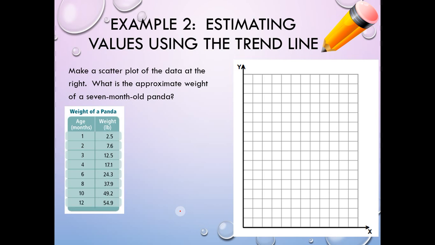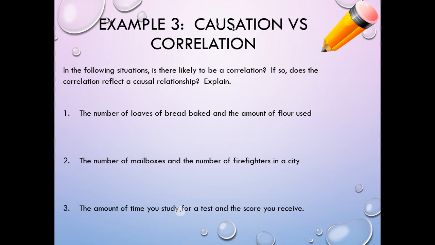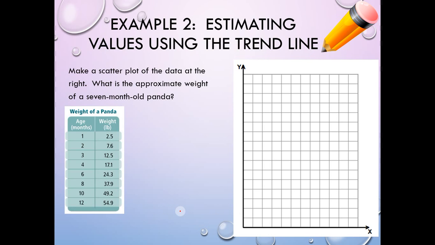Estimating values using this trend line. So they want us to graph this data. It looks like I'm going to have months going downwards here, and I'm going to have weight going this way. Months, I'm going to go by ones, it looks like. 1, 2, 3, 4, 5, 6, 7, 8, 9, 10, 11, and 12.